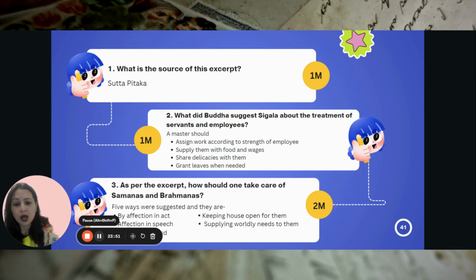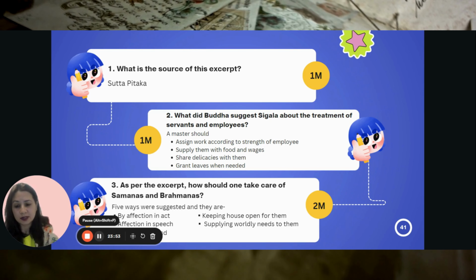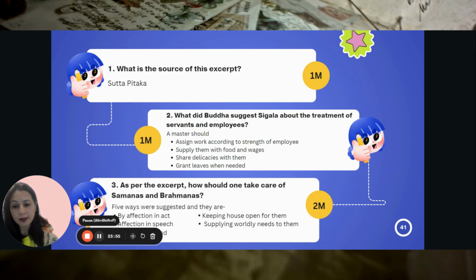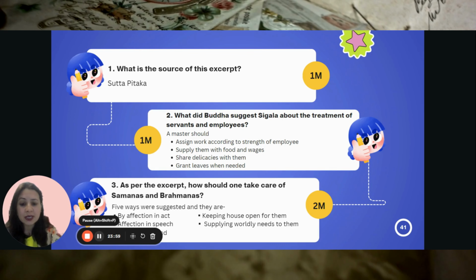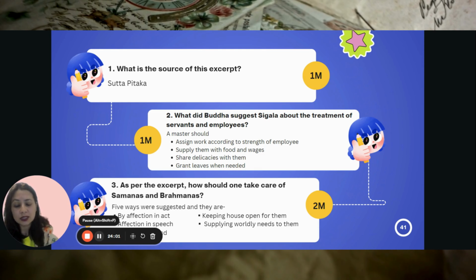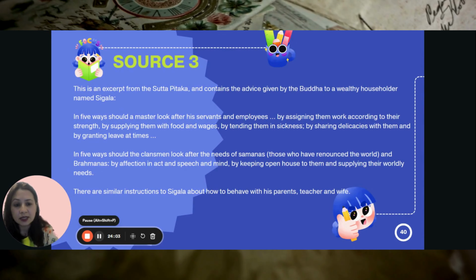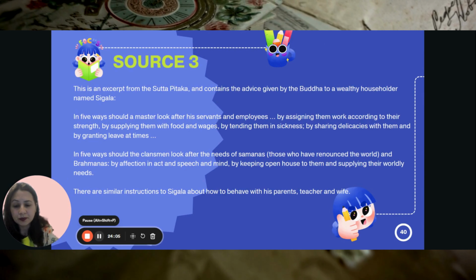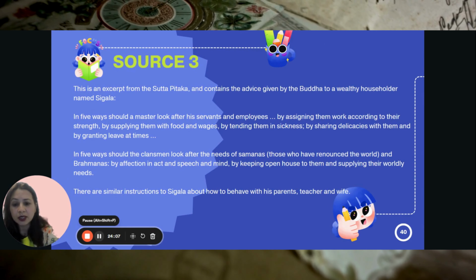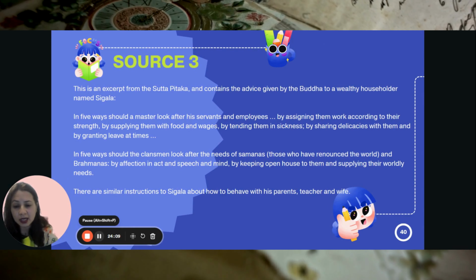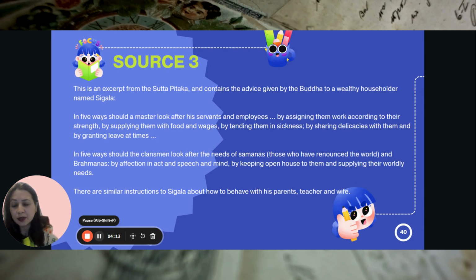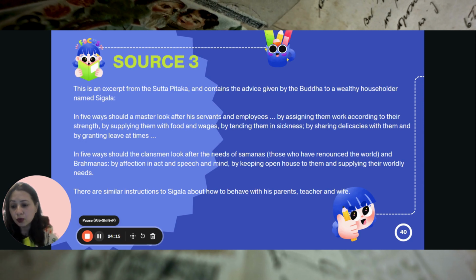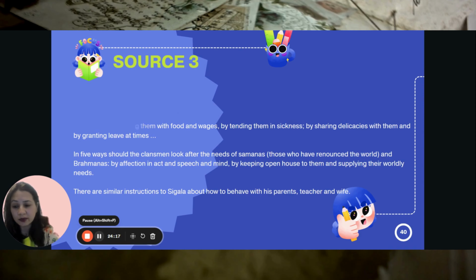As per the excerpt, how should one take care of Samans and Brahmins? The five ways are by affection, by keeping the house open for them, affection in speech, supplying worldly needs and all. You can see it is being given directly here. Affection in action, speech, mind, keeping the house open, supplying them with all the worldly needs like food, shelter, clothes, whatever we can provide them.